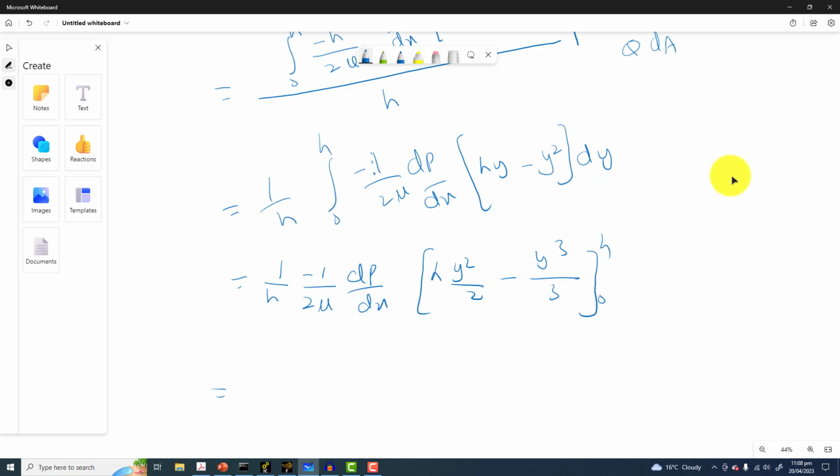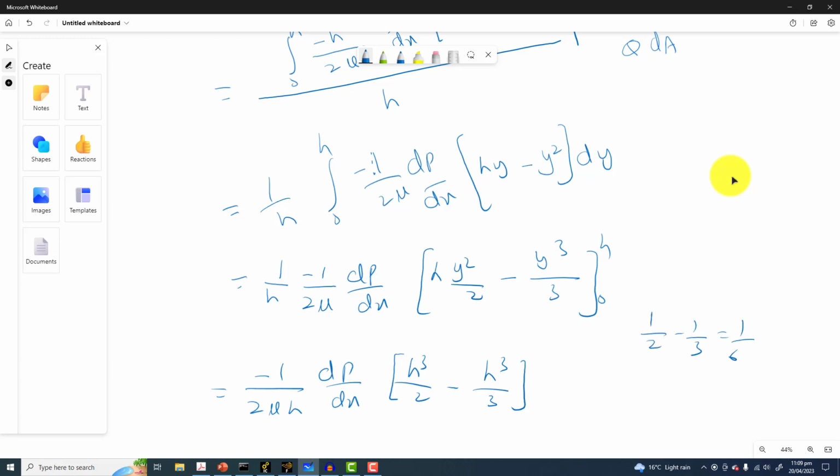So now we can simplify this thing, minus 1 upon 2 mu h and dp by dx, and this is equal to, if we put the limit, y square will be h square, so h cube upon 2 minus h cube upon 3. So this is equal to 1 upon 2 minus 1 upon 3 is equal to 1 upon 6.